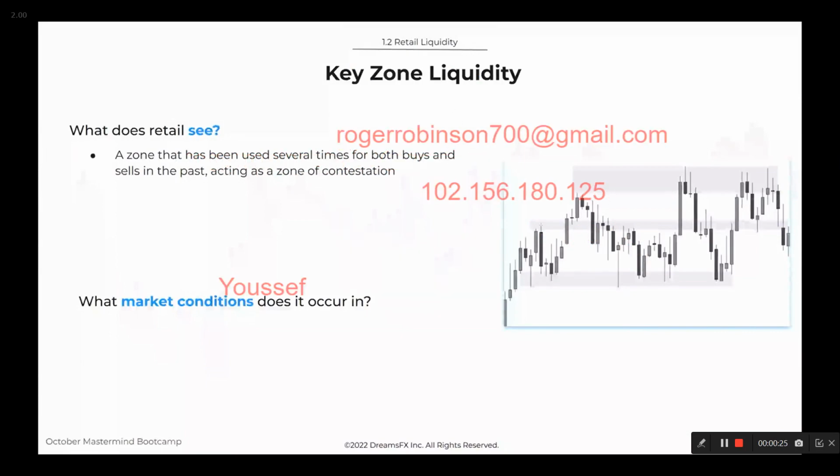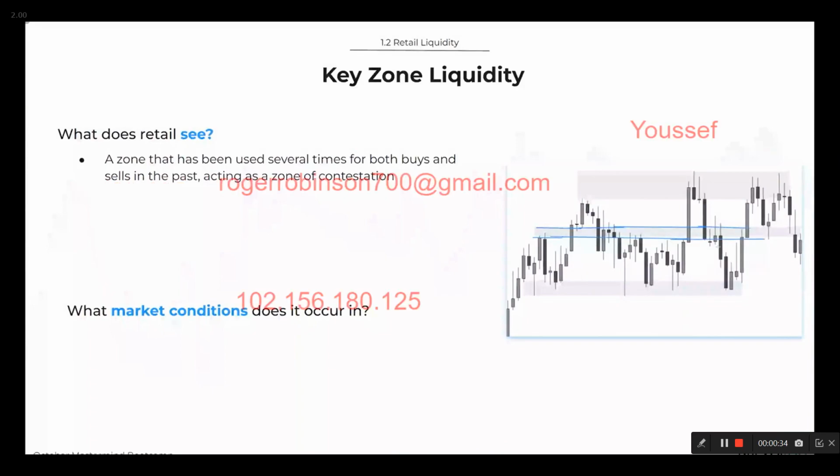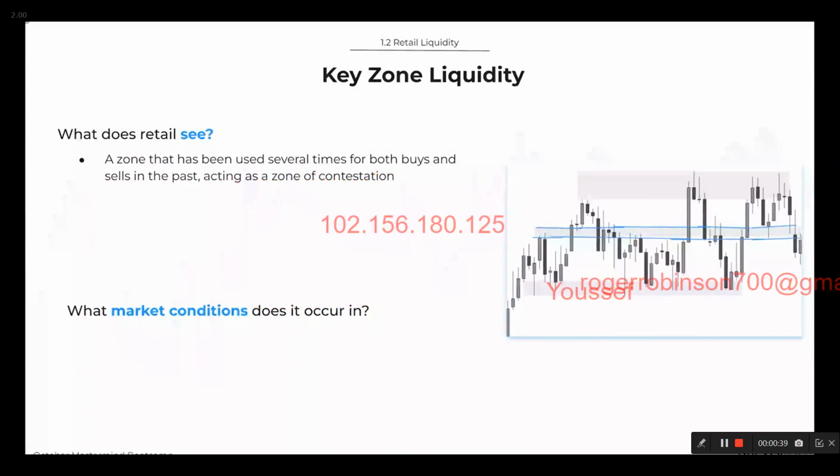So when you see over here, this was used as rejection. Over here, price broke it, used it as a support. Price broke it again, used it as a rejection, right? Then in the future, what did price do? Came back and kind of used it as a support, then used it as a resistance, another support, so on and so forth. It's a zone that is indicated by buys and sells that are both lining up in an area, right?